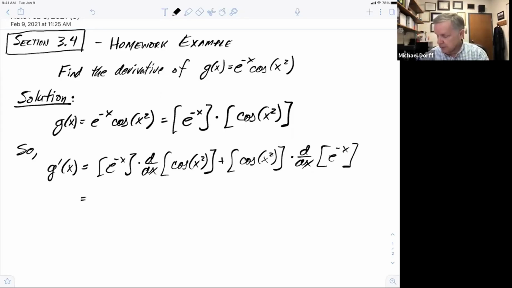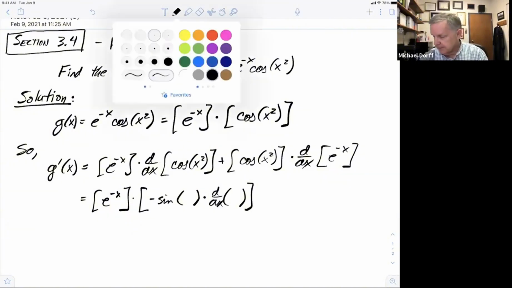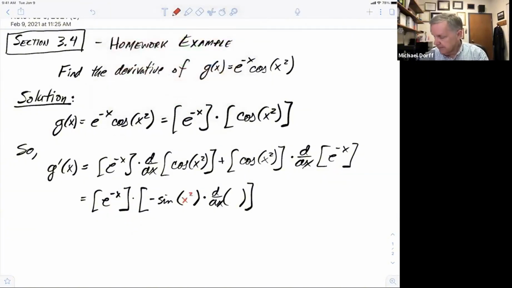Now let's work on this. So I've got e to the negative x. Now I'm going to do the derivative of cosine of x squared. Here's where the chain rule comes in. So what do I get? I do the derivative of cosine. The derivative of cosine is negative sine, and I keep what's in the parentheses times the derivative, d/dx, of what's inside the parentheses. That's the chain rule. Now what goes inside the parentheses? In this case, in both cases, it's x squared.